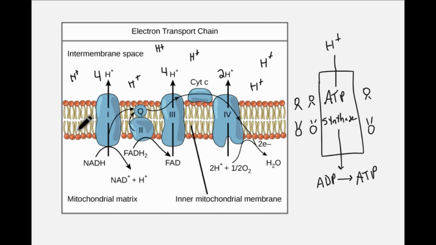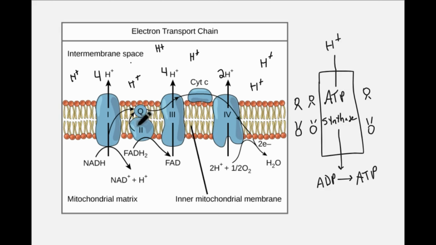So here's our inner mitochondrial membrane, and you can see this is the electron transport chain. And then we have the mitochondrial matrix on the inside, and then the intermembrane space on the outside of that inner mitochondrial membrane. So now that we know where we're at, let's look at the exact function and mechanism of how the electron transport chain works.